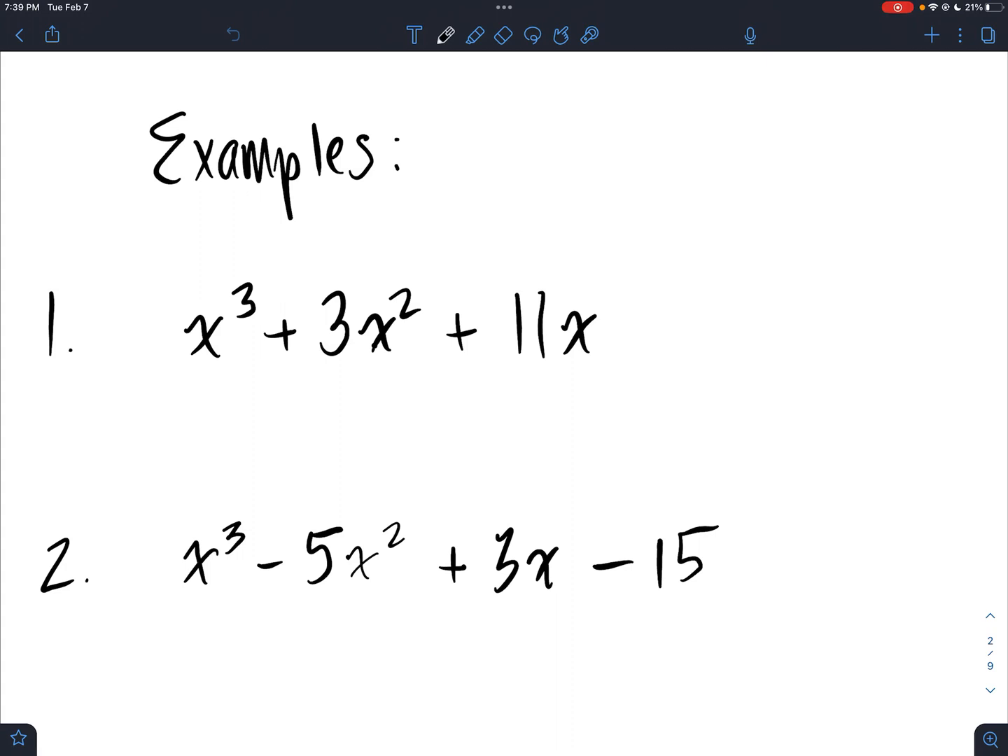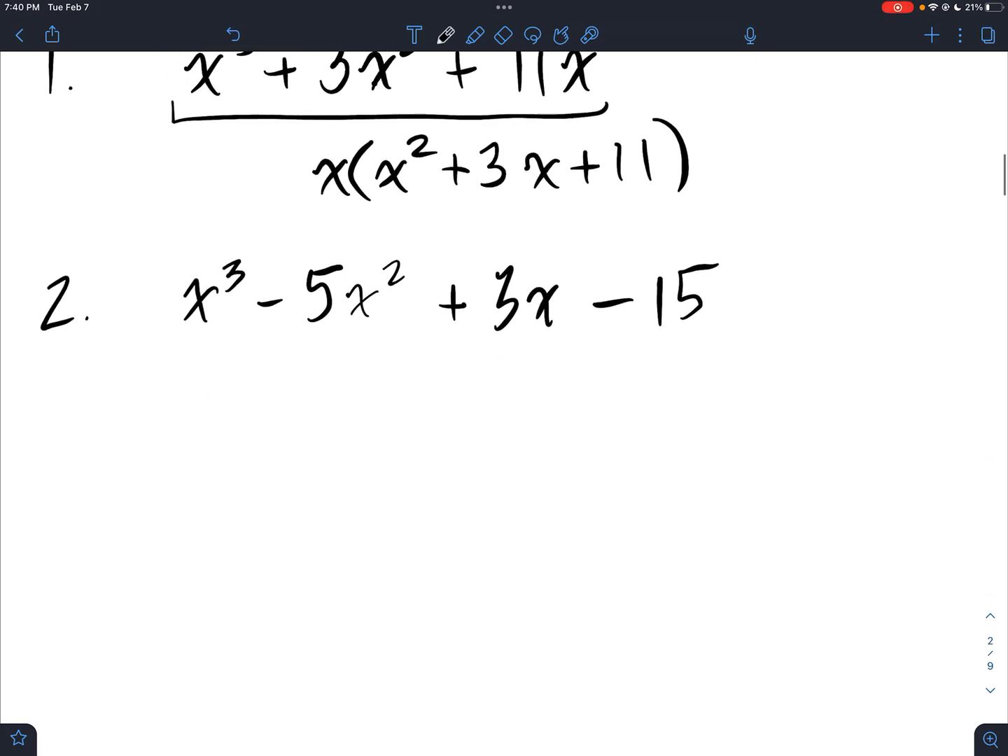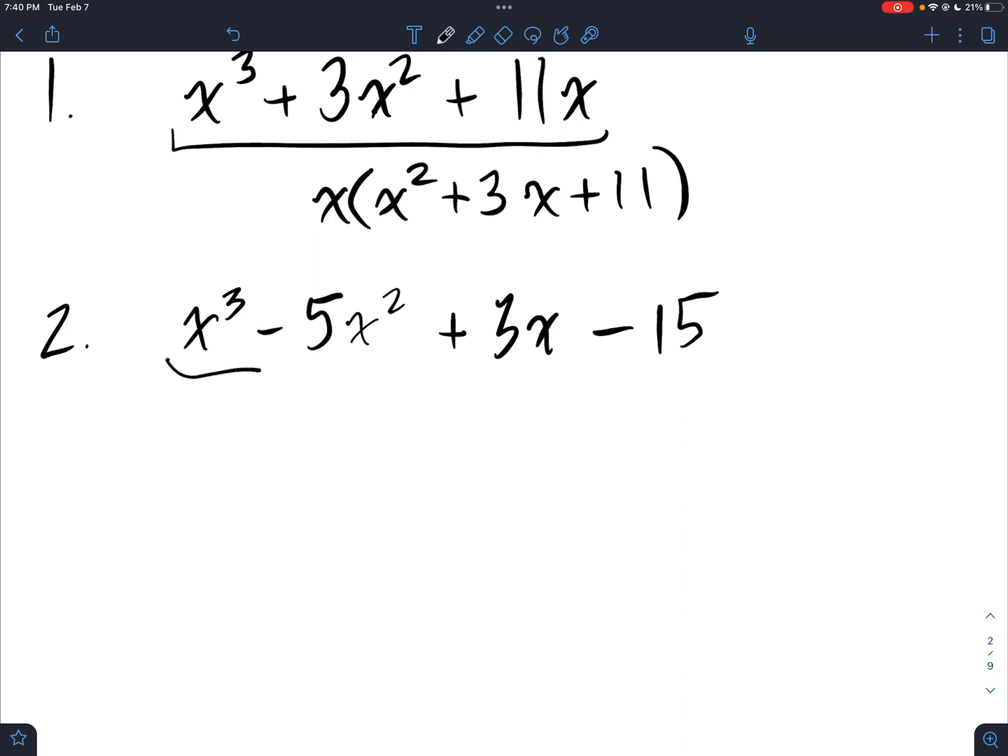First, this cubic is almost disguised as one. It is, but there is something in common between all of them. All the terms have an x. So when we divide by x, we get this, and that cubic, we technically factored it because it had something in common from the start.